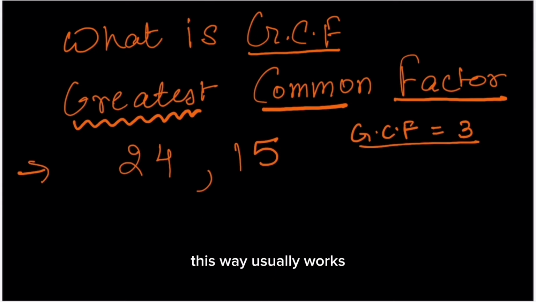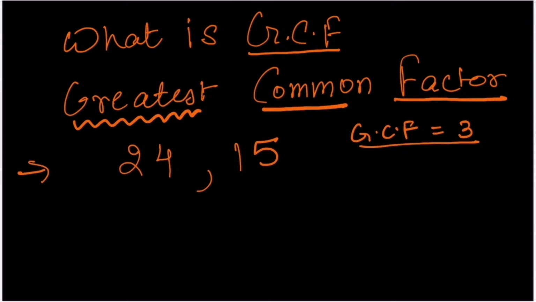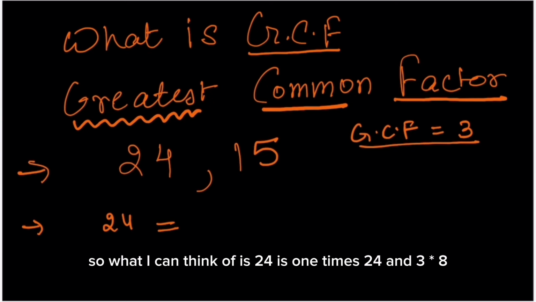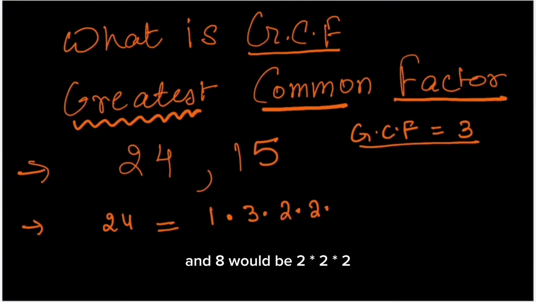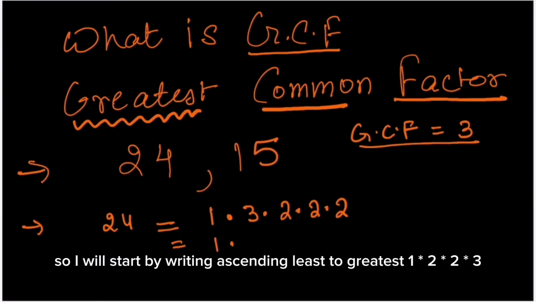Another way, this way usually works when we don't have enough practice with the multiples or factors. You can go ahead and break apart your 24 into its prime factors. So what I can think of is 24 is 1 times 24 and 3 times 8, and 8 would be 2 times 2 times 2. And remember, when you are writing the prime factors, it should always be in the ascending order. So I will start by writing least to greatest: 1 times 2 times 2 times 3.